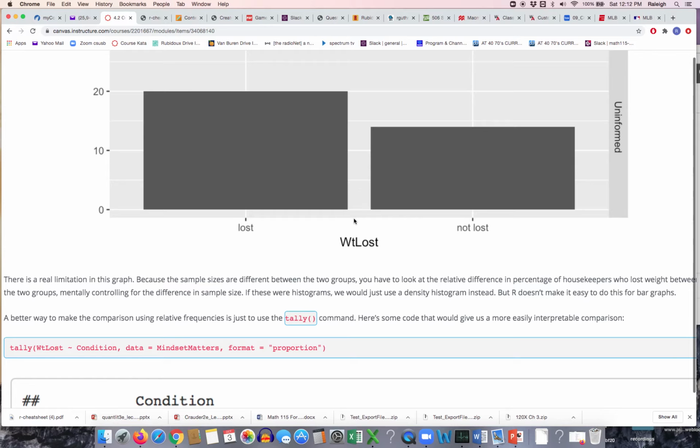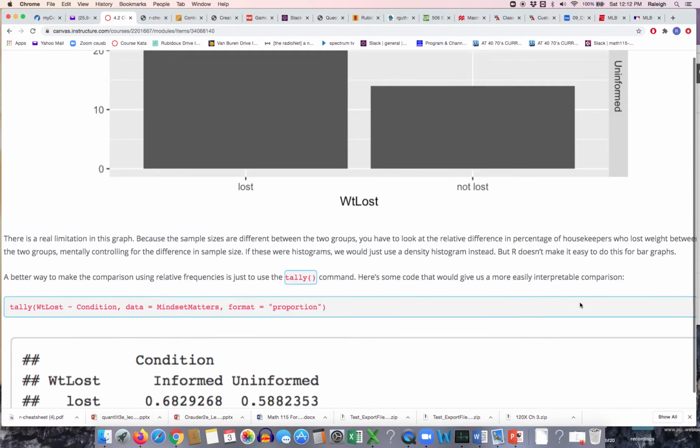They did not use that way of thinking, but I'm trying to get to a kind of meta summary of what might have happened here. Anyway, there's a real limitation in this graph. The sample sizes are different between the two groups. You have to look at the relative difference in percentage of those who lost weight.